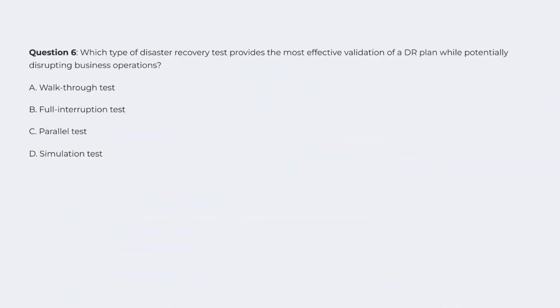Question 6. Which type of disaster recovery test provides the most effective validation of a DR plan while potentially disrupting business operations? A. Walkthrough test. B. Full interruption test. C. Parallel test. D. Simulation test.